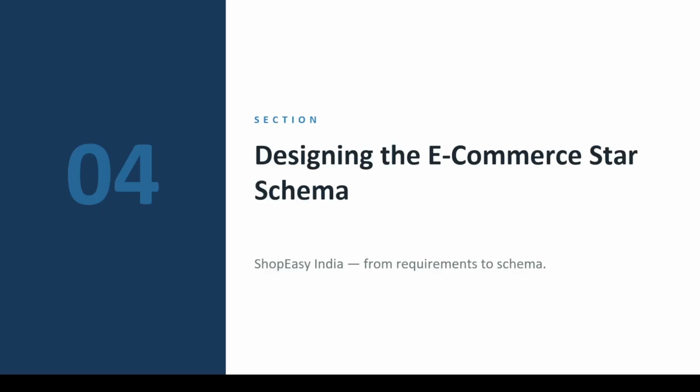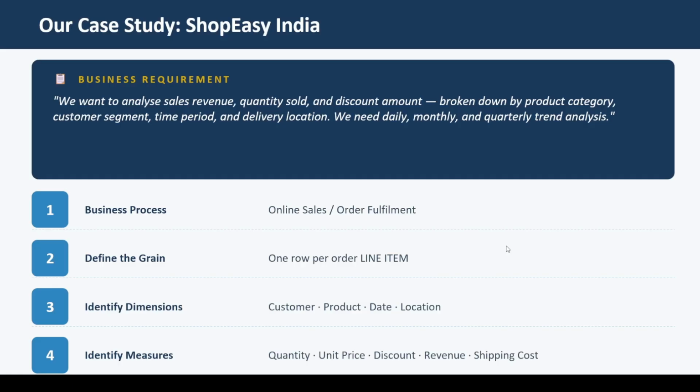Now, how to design the e-commerce star schema. Here we are taking an example of Shop Easy India, from requirement to schema. We are going to discuss everything. Let's understand the business requirement. We want to analyze sales revenue, quantity sold and discount amount broken down by product category, customer segment, time period, and delivery location. We need daily, monthly, and quarterly trend analysis.